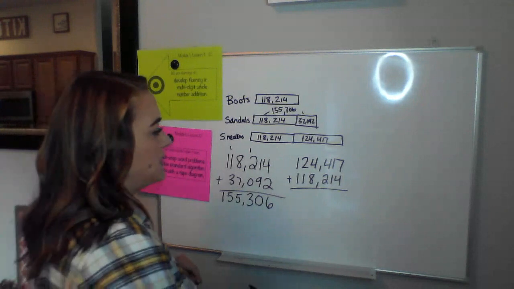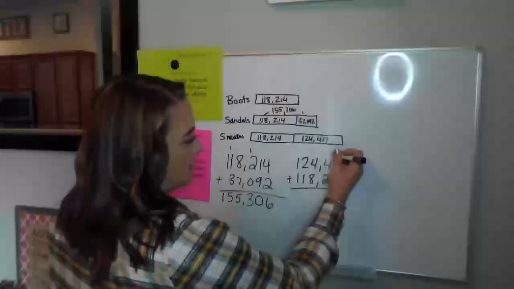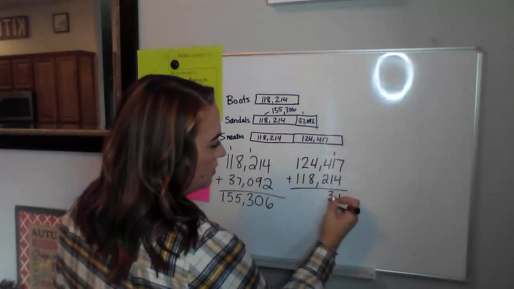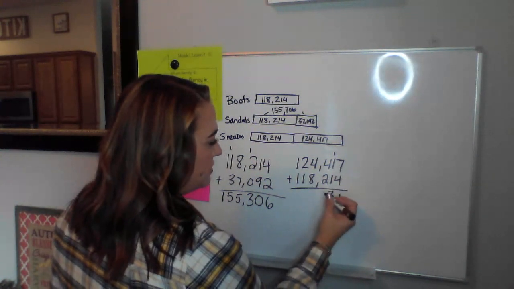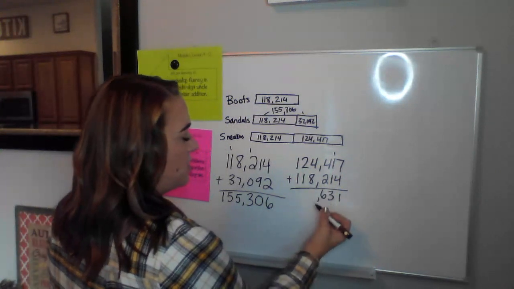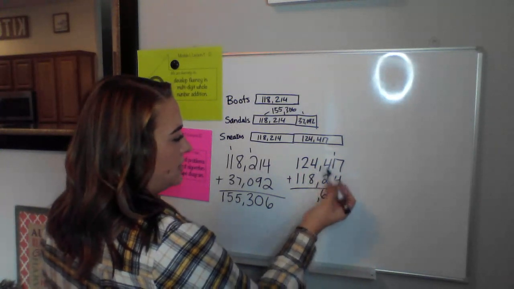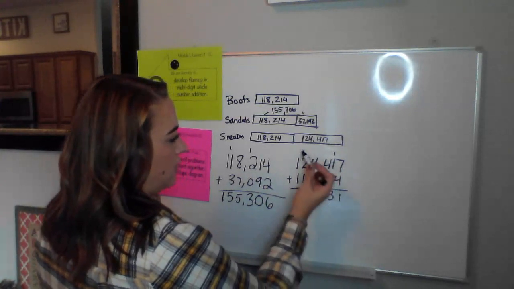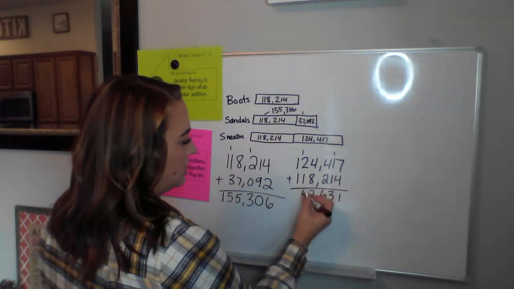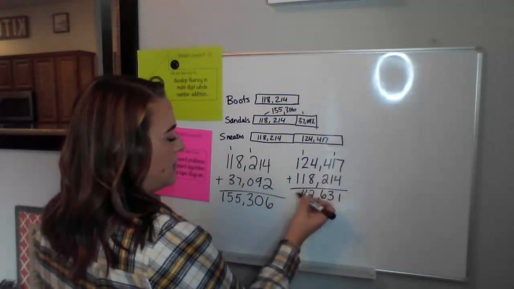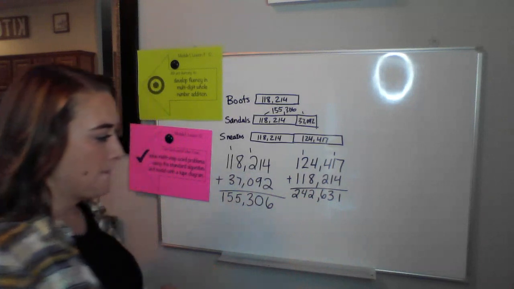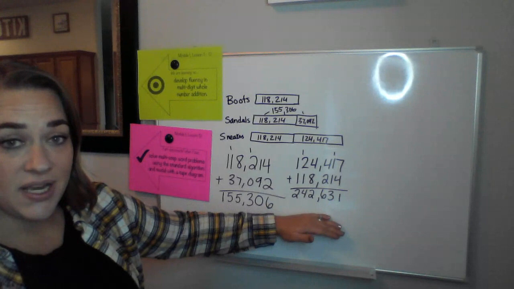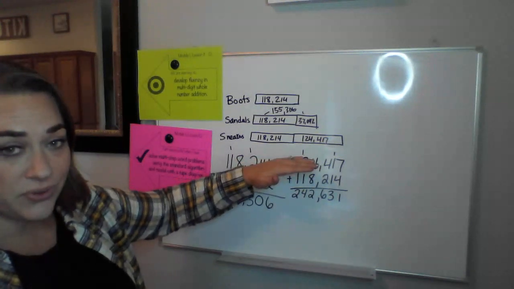Okay, so we're going to start with our ones place. 7 plus 4 gives me 11. 1, 2, 3. 4 and 2 plus 2 gives me 6. Bring down my comma. 8 plus 4 is going to give me 12. Carry the 1, bring down my 2. 1, 2 plus 2 is 4. 1 plus 1 is 2. Okay, so 242,631 is our sneakers total.